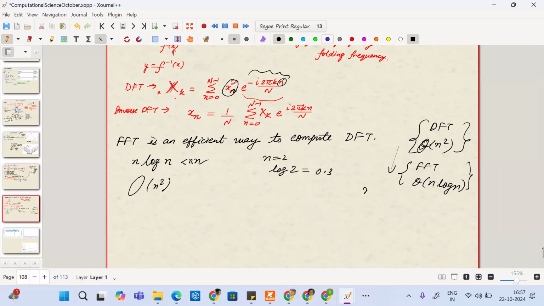What is n? N is the size of the data considered. And FFT has been widely used. This reduction of computation in time is significant, especially for big data.